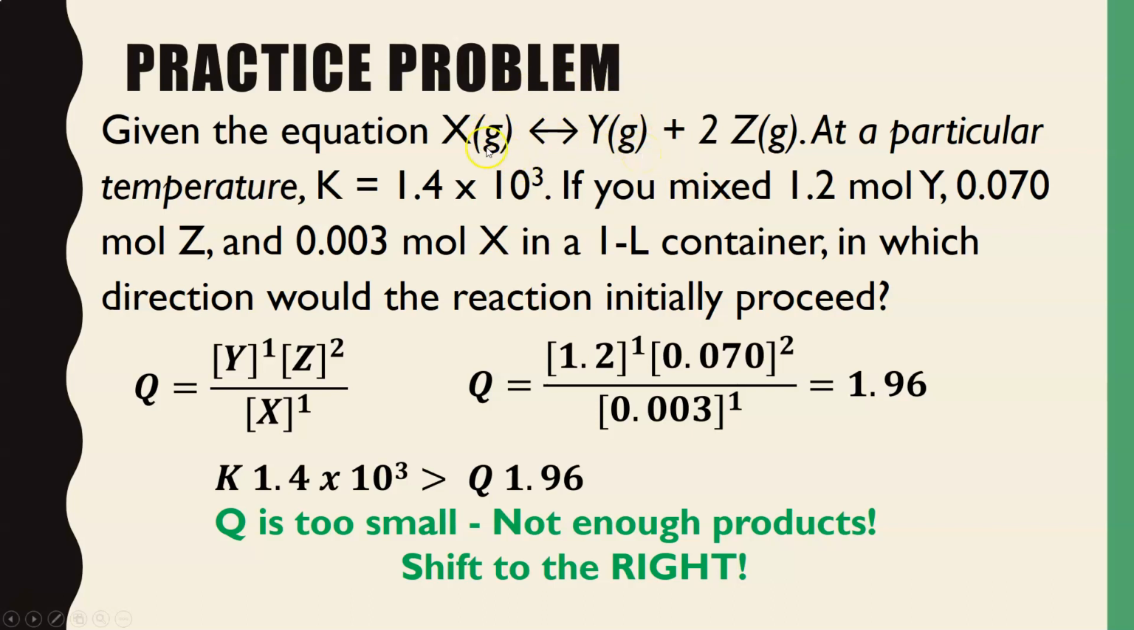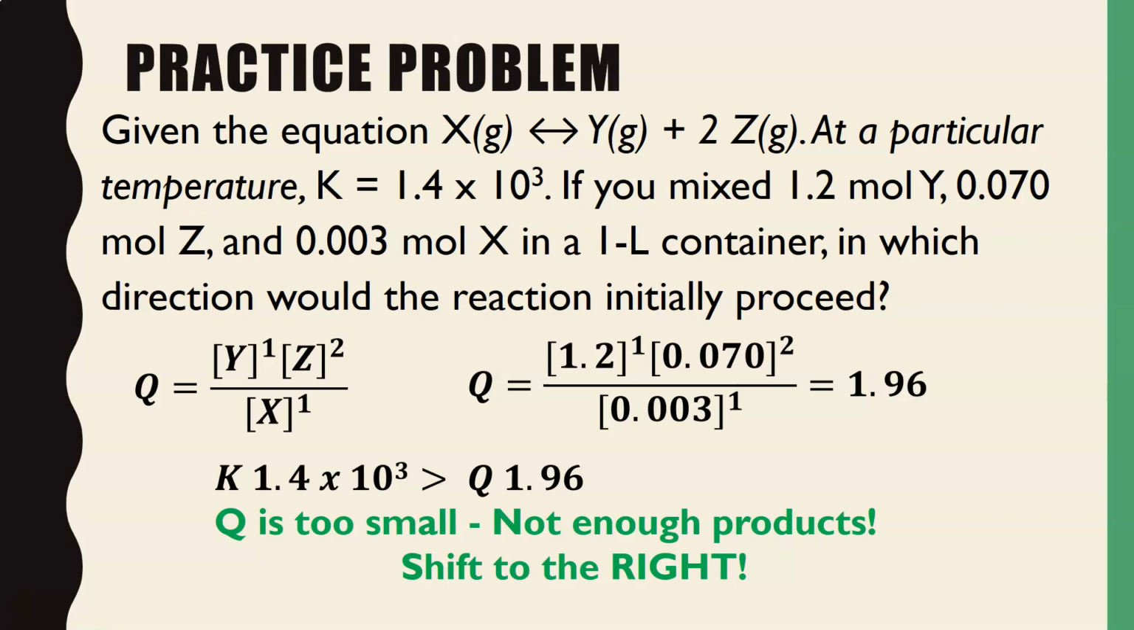In the beginning, going forward is going to be more dominant, right? It's going to proceed that direction. Once your concentrations get adjusted, once you've made enough product, once you're back to equilibrium, forward and backwards rates are now the same.